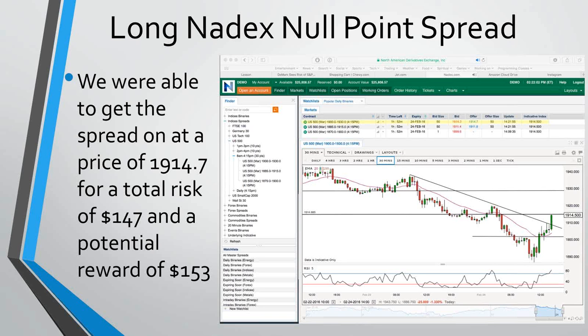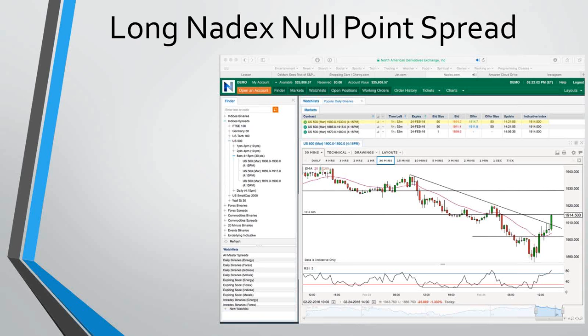Again, even if these were flipped a little bit, closer to 1-to-1 or even slightly negative, we would have still considered this particular spread because it was the closest to the null point, which is what we were looking to trade, and we're not going to hold it to expiration anyway. If our price action proves the trade to be going to a loss, we would have covered it.